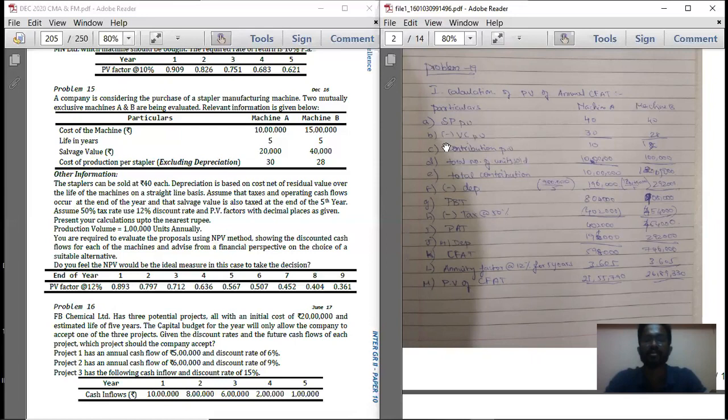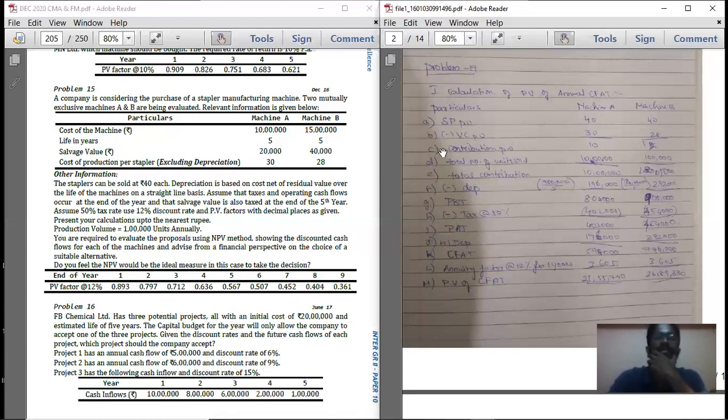Below that small b, less cost of production per stapler excluding depreciation. Depreciation is nothing but fixed cost. Excluding depreciation means we are considering everything as variable cost. So record small b, less variable cost per unit. If you reduce variable cost from the sales price, you'll get contribution per unit. Variable cost per unit for machine A is 30, machine B 28. So record machine A 30 within bracket, and machine B 28 within bracket.